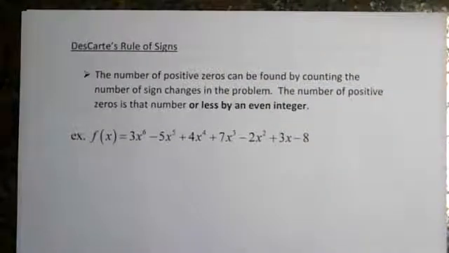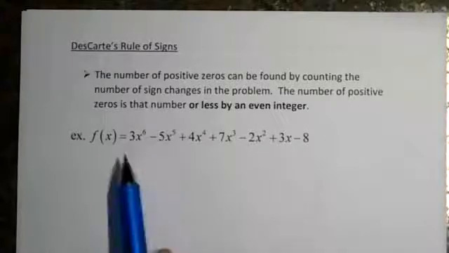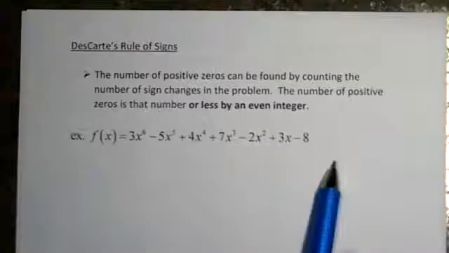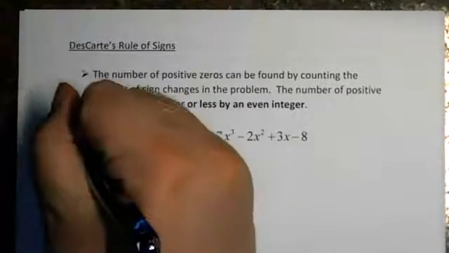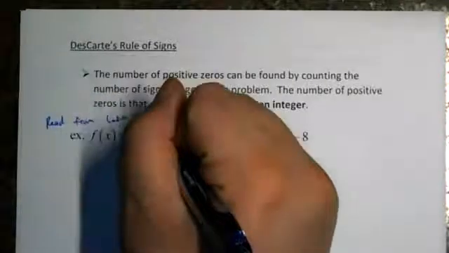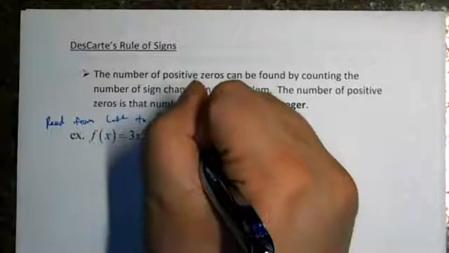Descartes' rule of signs says that the number of positive zeros can be found by counting the number of sign changes in the problem. The number of positive zeros is that number or less by an even integer. Okay, so what we're doing is this. We're looking at the polynomial function. We're going to go from left to right. You read from left to right, just like you're reading a sentence. Read from left to right.